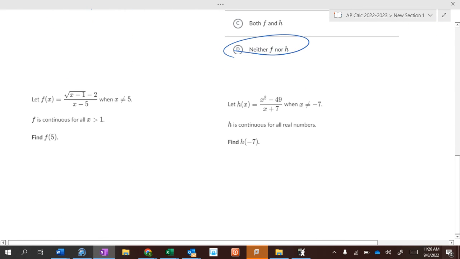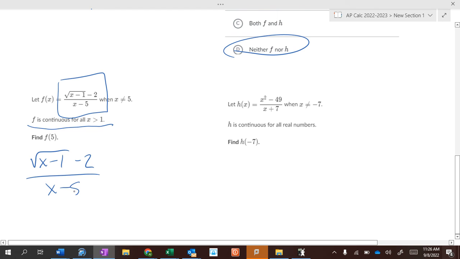And then on the last section that you do, it says f is continuous for all x. We're supposed to find f of 5. So basically, that's finding the limit as x approaches 5. How would we do that if we were faced with this? This is a review. The conjugate. Square root of x minus 1 minus 2 over x minus 5. So we multiply by square root of x minus 1 plus 2 on the top and bottom.